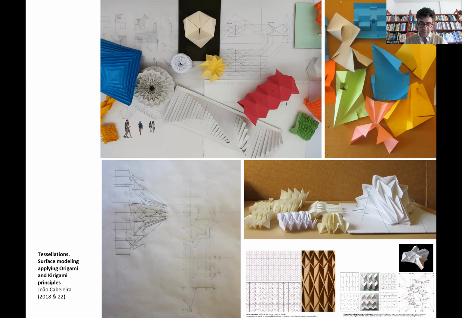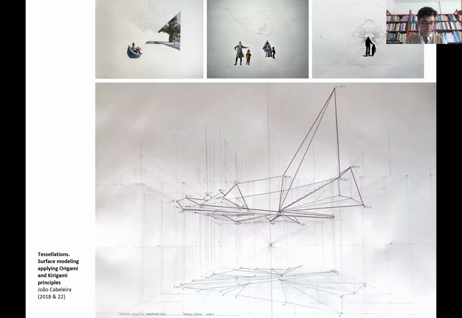The proposal, tessellations, surface modeling, applying origami and kirigami principles, invites the students to transform a flat surface into an elaborated complex structure covering an area of 100 square meters. The essayed solution requires, in addition to the developed model, the mathematical and geometric interpretation of its shape, cross-referencing theoretical and practical contents, poured into graphic projections.